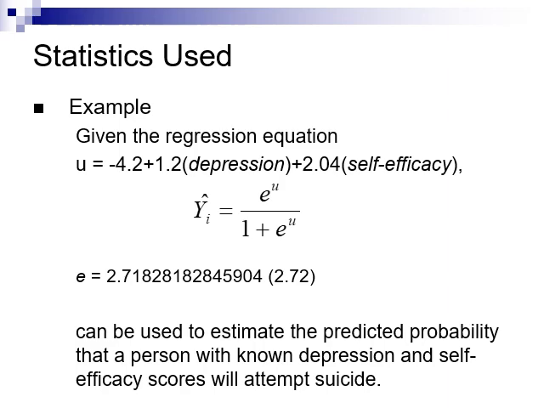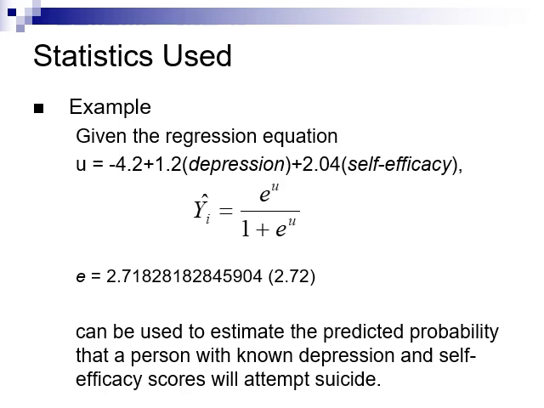So given the regression equation in this case, going back to whether or not someone committed suicide, the first thing we need to get is that mu. Mu in this case is the regression equation. We have our constant, -4.2, our B weight for depression, 1.2, and our B weight for self-efficacy, 2.04. So we would solve for any one particular person based on their depression and self-efficacy score. Whatever that equation becomes, that is mu. That's what we're going to raise e to.